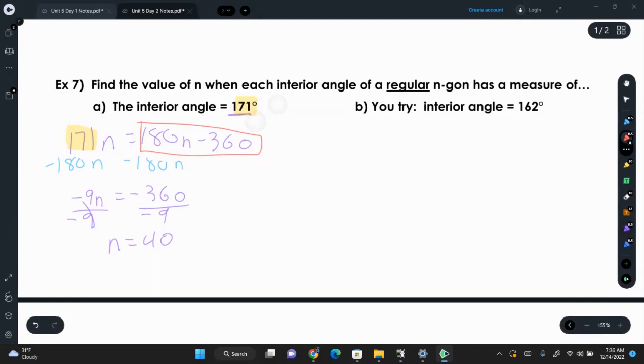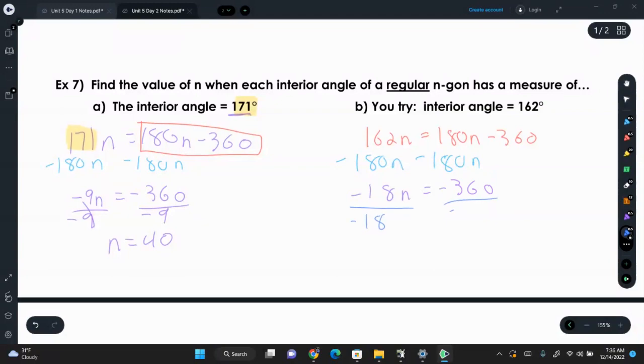Now for letter B, we're going to do 162n equals 180n minus 360. Subtract 180n from both sides. So we get then at this point negative 18n equals negative 360. And then we divide both sides by negative 18. N is equal to 20. So this is a 20-sided shape.